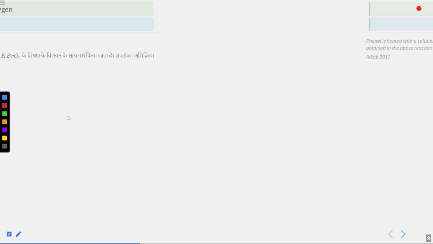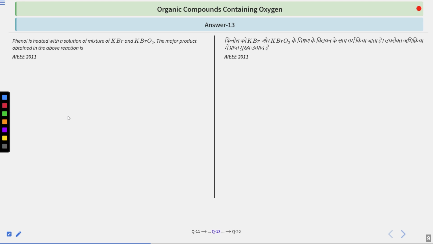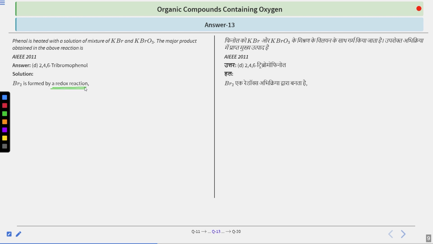Let's see. The correct answer is option D, that is 2,4,6-tribromophenol. Br2 is formed by a redox reaction: 5Br negative plus BrO3 negative plus 6H positive gives 3 molecules of Br2 and 3 molecules of H2O. So we get Br2 by a redox reaction in which oxidation and reduction both happen simultaneously.